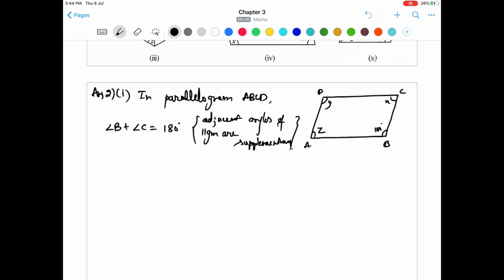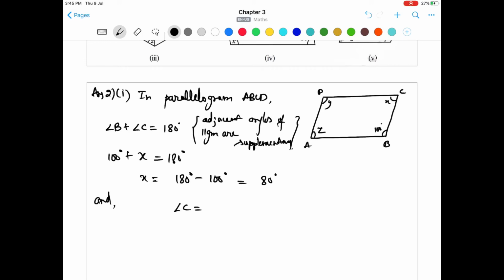We are given the value of angle B, which is 100 degree, plus angle C is given as x, equals 180 degree, or x will be equal to 180 degree minus 100 degree equals 80 degree. So now we got the value of angle x, which is 80 degree.